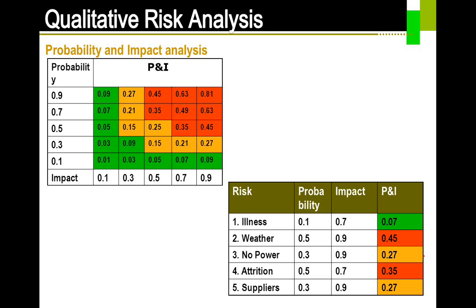Now quickly you would look at your reference matrix here. You can see the color. So 0.35 is red, so you would classify this as red. Here we can quickly say that these are all the high visible risks, the risks that you need to take some action on.